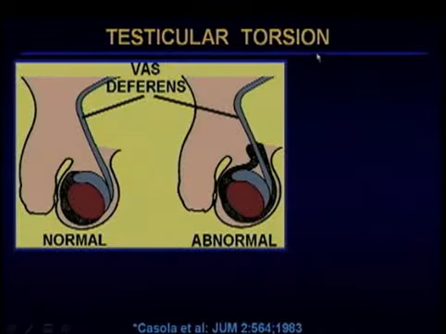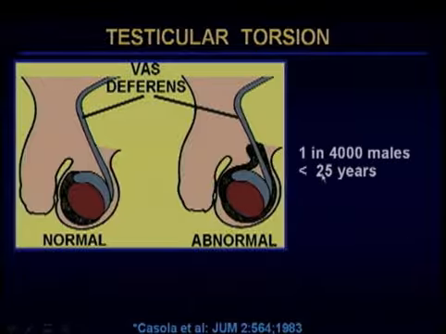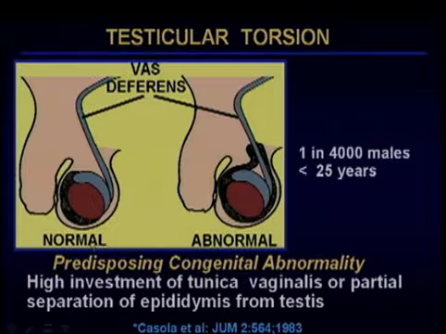Let's discuss torsion now. An important entity tends to occur in fairly young men who have a predisposing congenital abnormality of the way their testis is invested in their scrotal sac. Normally, as the testis descends and comes from the high retroperitoneum into the scrotum, it pushes the associated peritoneum in front of it.